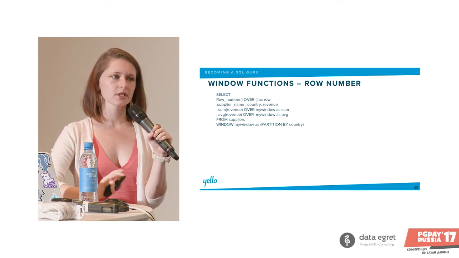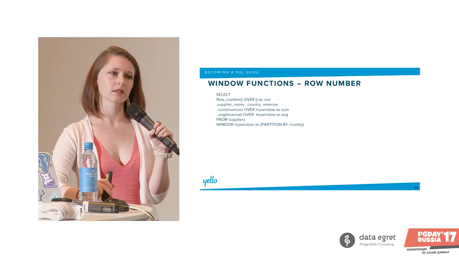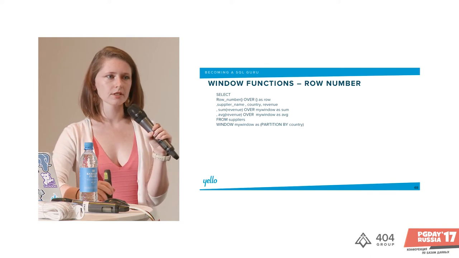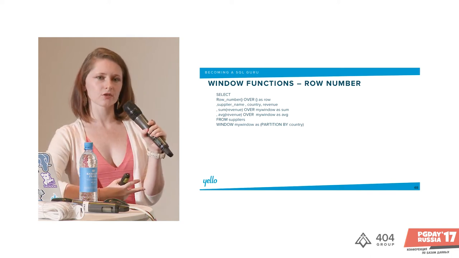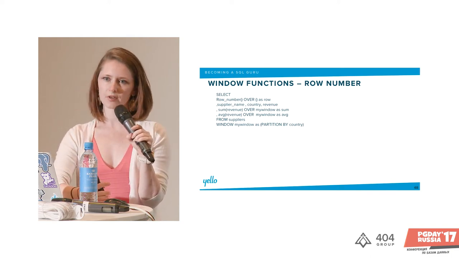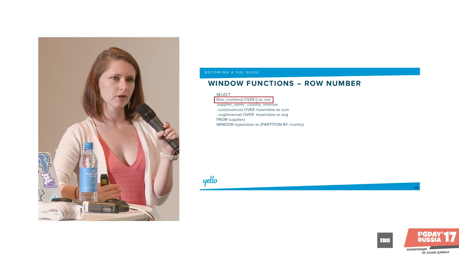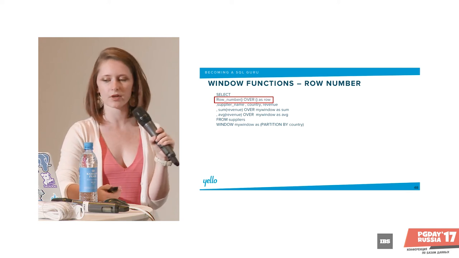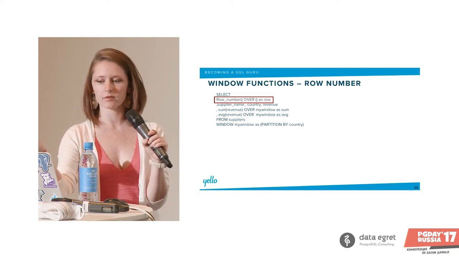Now I'm gonna go through just a couple actual analytical functions that are window functions. Because in theory, the examples that I've been providing so far are just regular aggregation functions that you could use without window functions. But there are also some functions that are specific just to window functions. So row number is one of them.